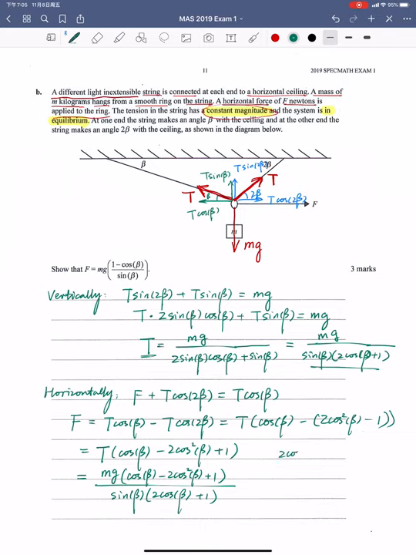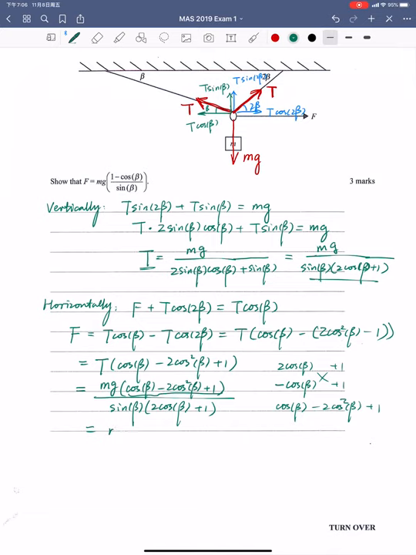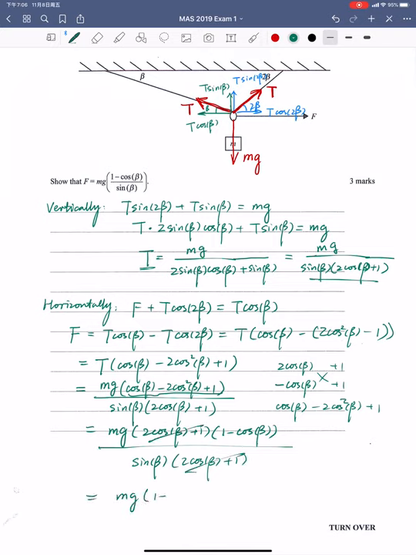If I have 2 cos beta plus 1, then I would say minus cos beta plus 1. Cross multiplying gives us cos beta minus 2 cos square beta plus 1, which is exactly this bit. So, working backwards, mg 2 cos beta plus 1, 1 minus cos beta over sine beta 2 cos beta plus 1. Cancel, and we ended up with this nice looking expression in terms of mg and beta, as expected.